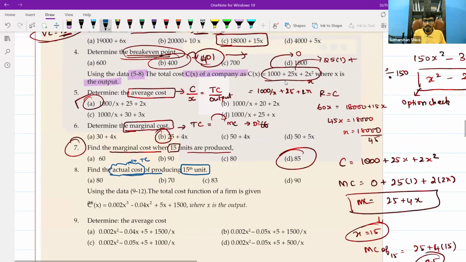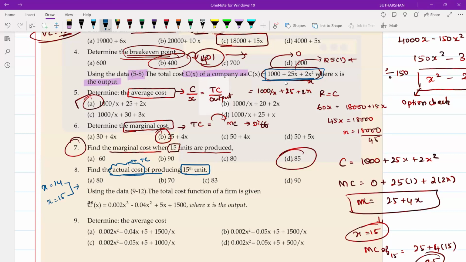What I will do is, in the given equation, I will substitute x is equal to 14. Then in the same equation, I will substitute x is equal to 15. The difference between the two is my 15th unit cost. Are you able to understand?